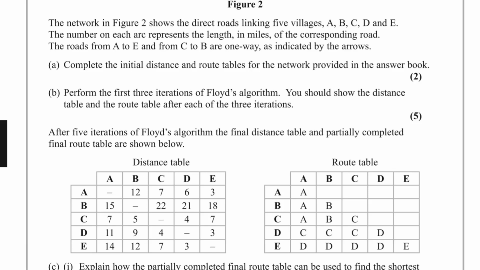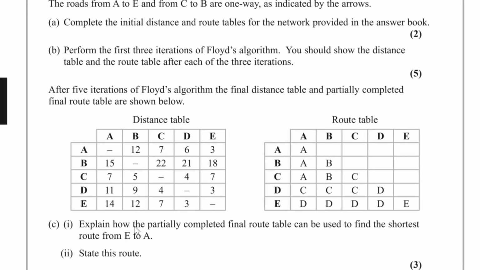Okay, so now for part C, after 5 iterations of Floyd's algorithm, the final distance table and partially completed final root table are shown below. For the first part of part C, we have to explain how the partially completed final root table can be used to find the shortest route from E to A. Okay, now for this question, what we essentially do is we want to start at E and finish at A.